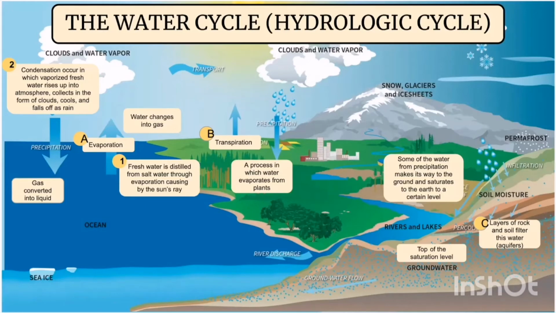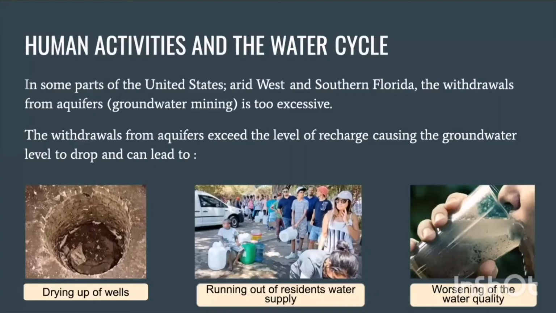We move on to the human activities and the water cycle. In some parts of the United States, such as the arid west and southern Florida, the withdrawal from aquifers, which can be called groundwater mining, is too excessive. The withdrawal from aquifers exceeds the level of recharge, causing the groundwater level to drop, and this can lead to drying up of wells, running out of residents' water supply, and also worsening the water quality.